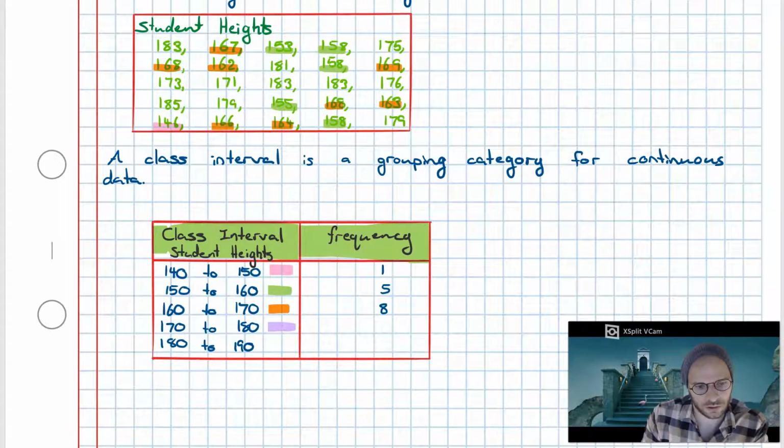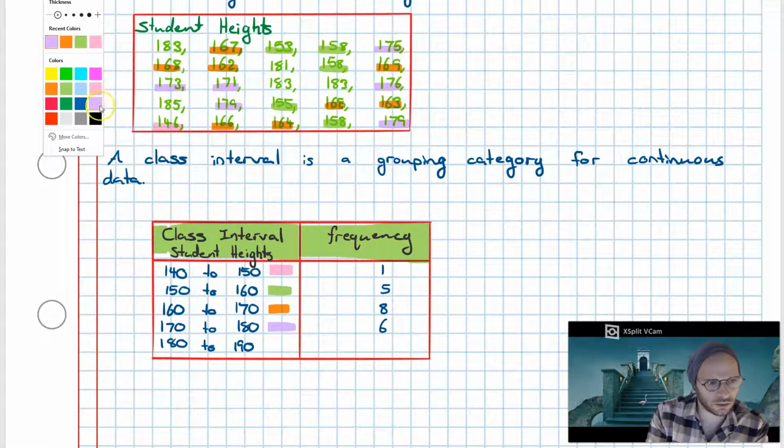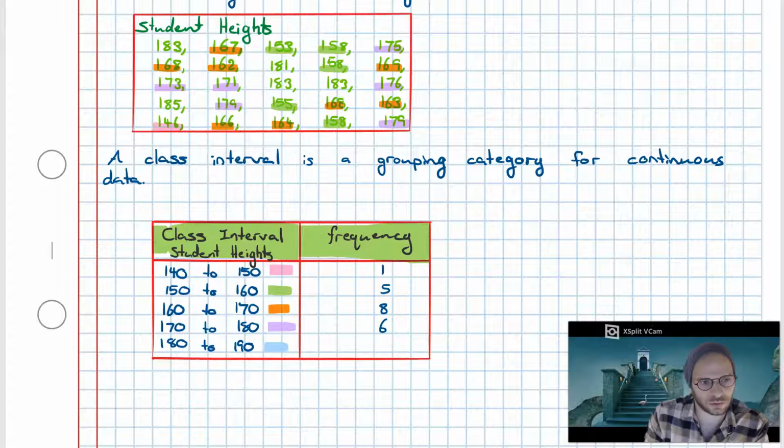Next one across, we're looking at 170 to 180. We have 175, 173, 171, 176, 179, and 179. So that's 2, 4, 6. And then we're looking at the final category now. So 180 to 190, we've got 183, 181, 183, 183, 185. So that's 1, 2, 3, 4, 5.